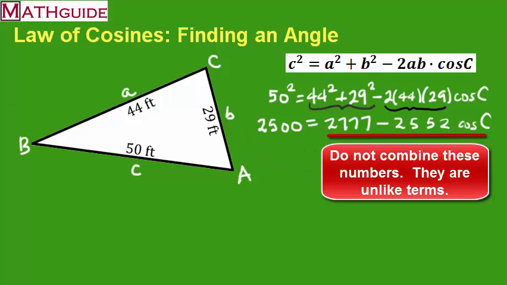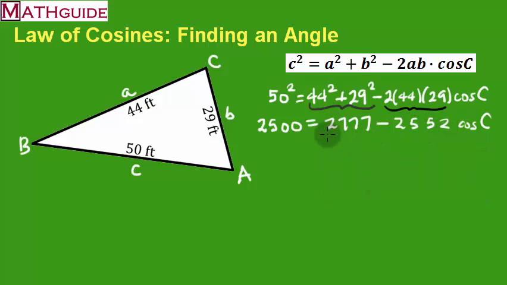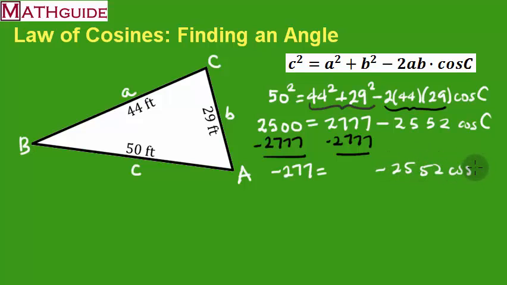So the only thing we have at our disposal is to use some algebra. From this point forward, we use algebra. I'm going to subtract the 2777 from both sides. In doing so, I am going to get negative 277. This cancels, so I'm left with the minus 2552 cosine of C.